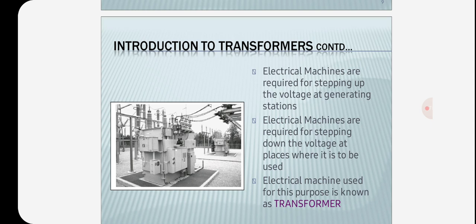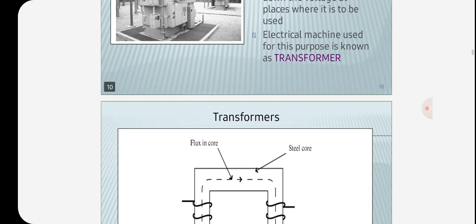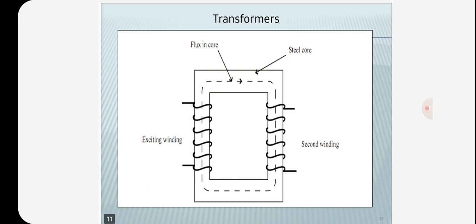Electrical machines are required for stepping up the voltage at generating stations. Electrical machines are required for stepping down the voltage at places where it is to be used. The electrical machine used for this purpose is known as a transformer. So this is the rough diagram of a transformer.